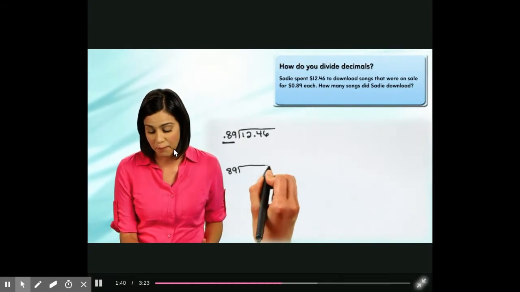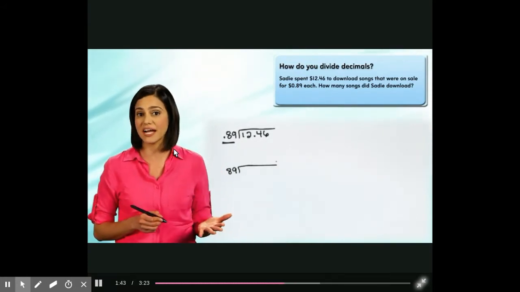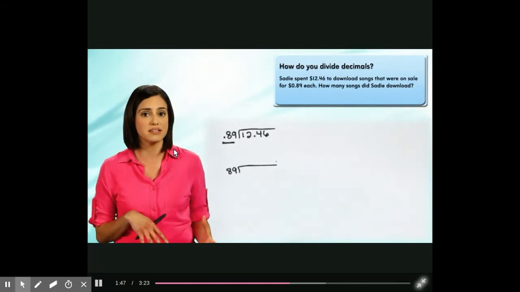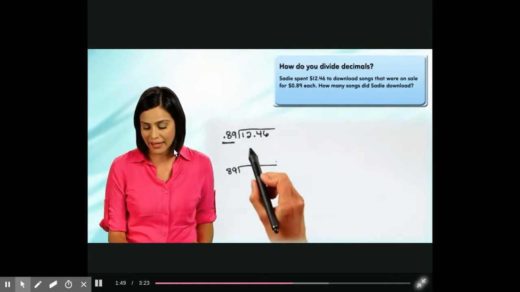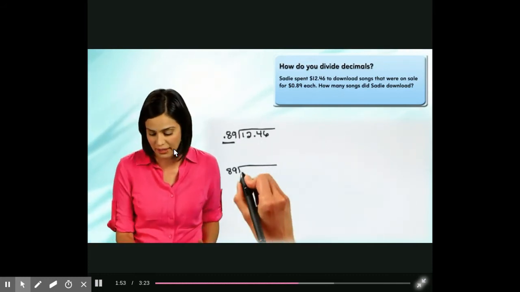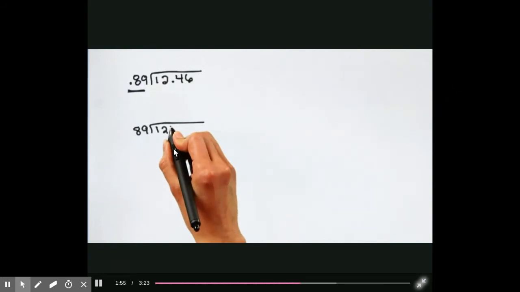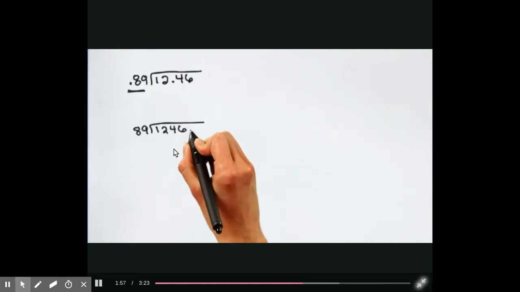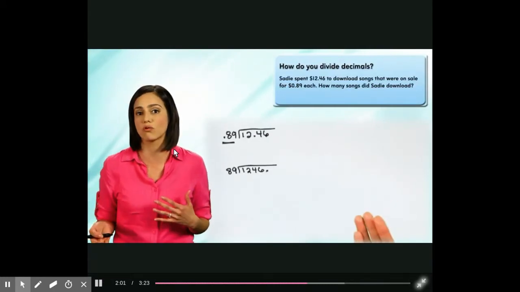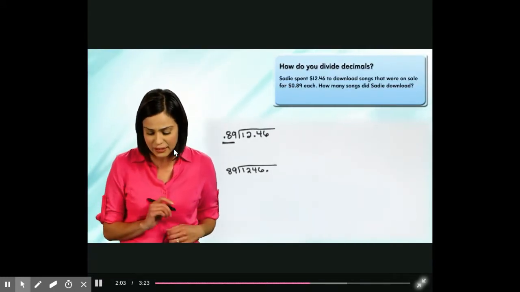But whatever you do to the divisor, you must also do to the dividend. So let's multiply the dividend also by 100. And 12 and 46 hundredths times 100 is 1,246. And we're going to leave the decimal here just because it will tell us where it belongs in the quotient. Now let's go ahead and do the long division.